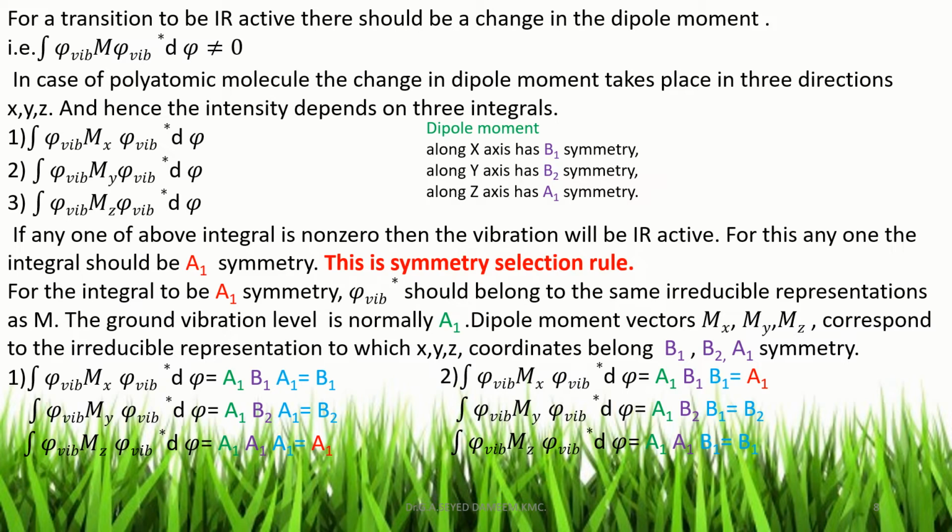To determine whether a vibration with B1 symmetry is IR active or not, psi vibration star is substituted by B1 character. In the first component, the integral of psi vibrational, mx, psi vibration star d psi, is A1 into B1 into B1. A1 into B1 gives B1, and B1 into B1 gives A1. So for this component, the vibration corresponding to B1 character is IR active. So the vibrations corresponding to A1 and B1 are IR active vibrations.